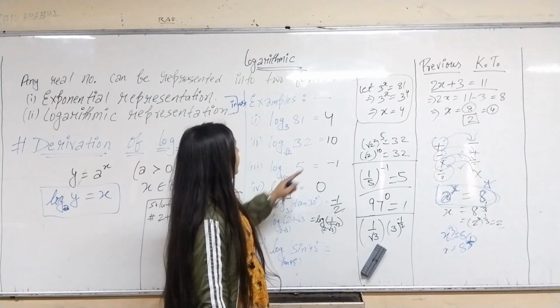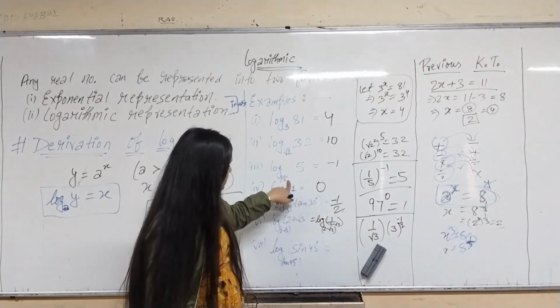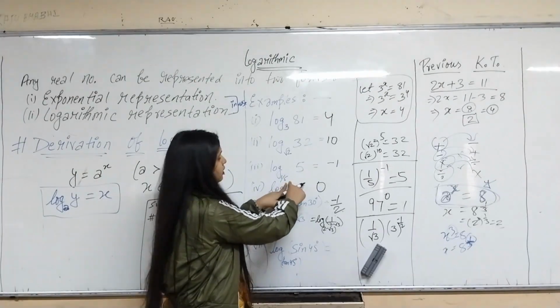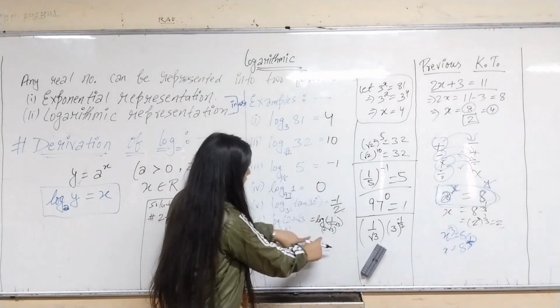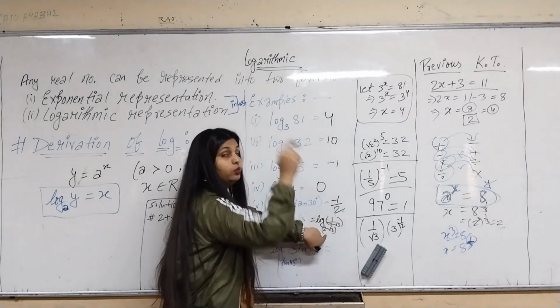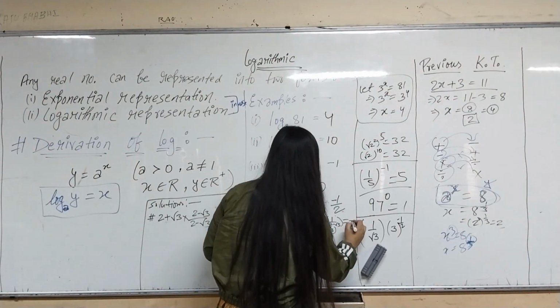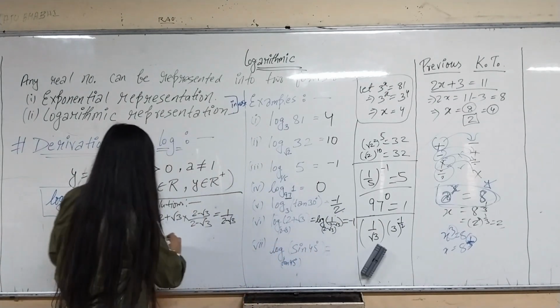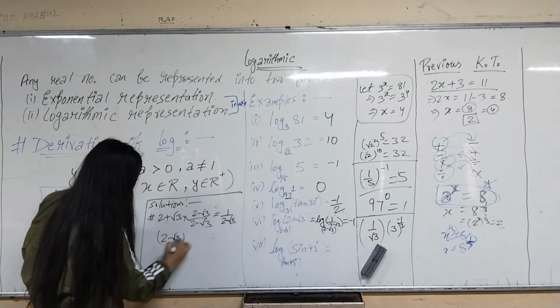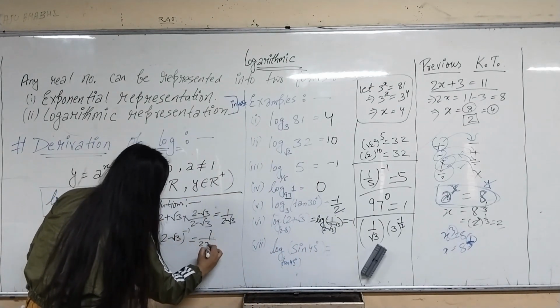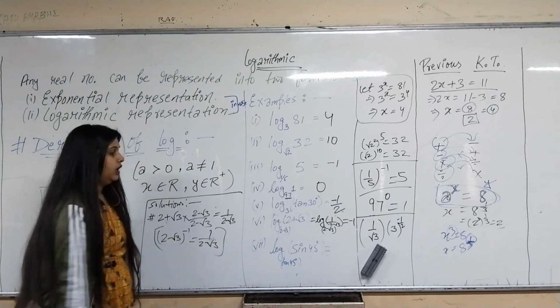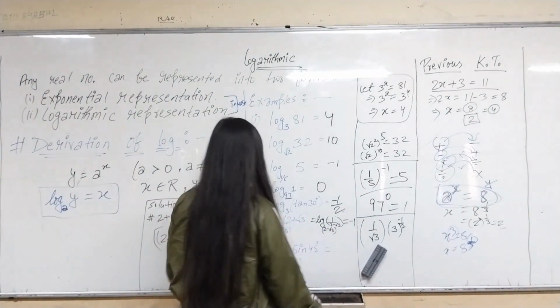Yes, to get it right, it is similar to this: 1 by 5 to the power something equal to 5. Here, something to the power equal to 1 by that thing. So here again we are going to have minus 1. 2 minus root 3 to the power minus 1 will give 1 by 2 minus root 3. Okay? Get it? Yes.